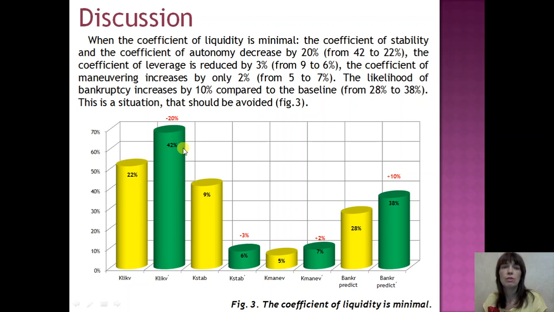The coefficient of leverage is reduced by 3%, from 9 to 6%. The coefficient of maneuvering increased by only 2%, from 5 to 7. The likelihood of bankruptcy increases by 10% compared to the baseline, from 28 to 38%. That is the situation that should be avoided.